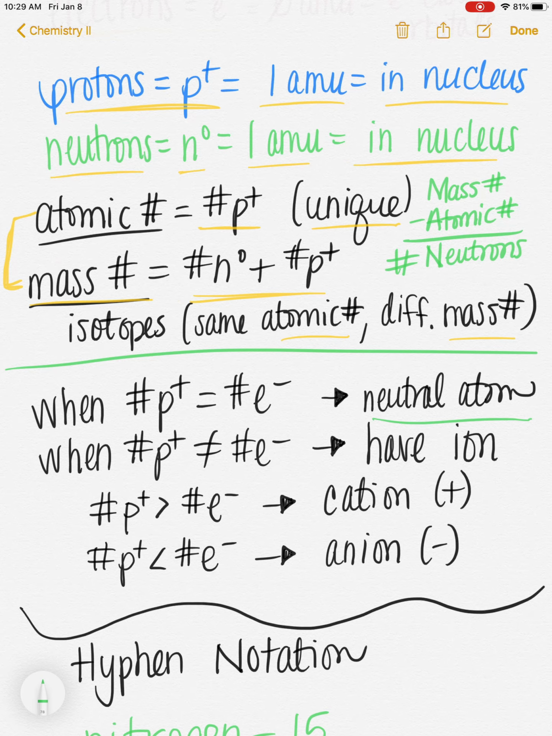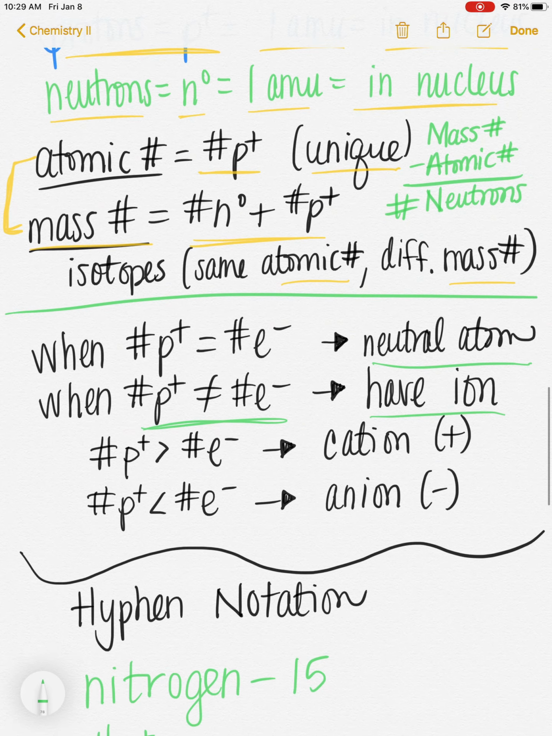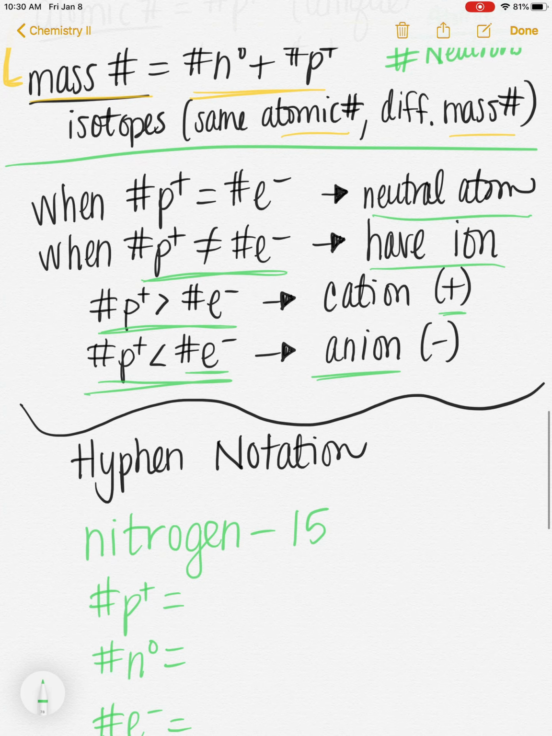When the number of protons does not equal the number of electrons, you're going to have an ion. There are two different categories of ions. When you have more protons than you do electrons, that means you're heavy on the positive charge, and we call those cations. When the number of protons is less than the number of electrons, that means you've got more negatives, so you will have a negative anion for your ion.